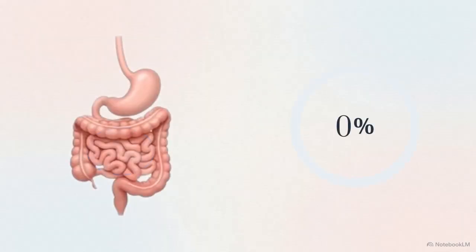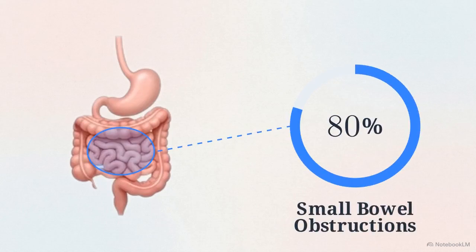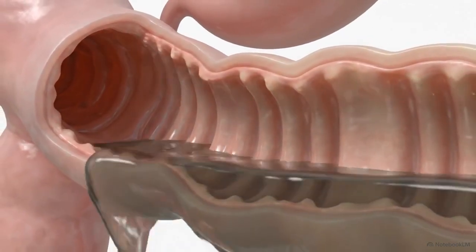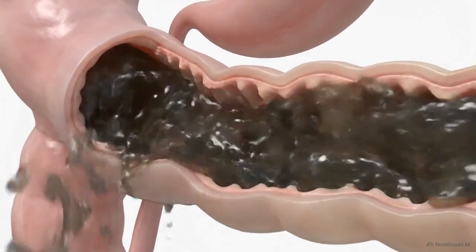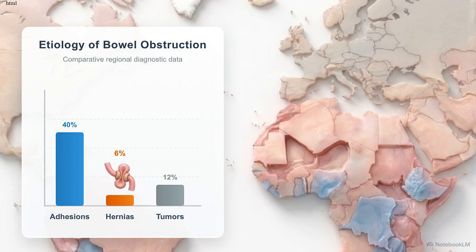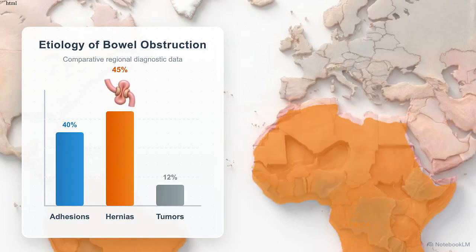Moving to the proximal GI tract, the small bowel accounts for 80% of obstruction cases. As shown here in this model, fluid forcefully backs up into the stomach as the duodenum and jejunum dilate. In developed nations, postoperative adhesions are the primary cause of small bowel obstruction, responsible for about 60% of cases. Global data shows that incarcerated hernias remain a leading cause, particularly in developing regions.